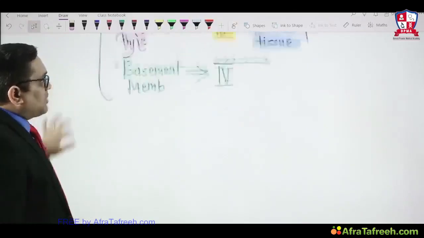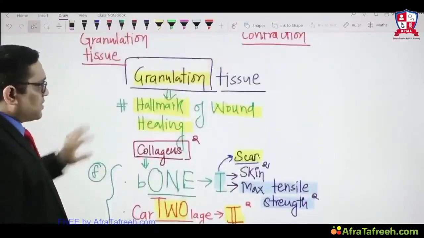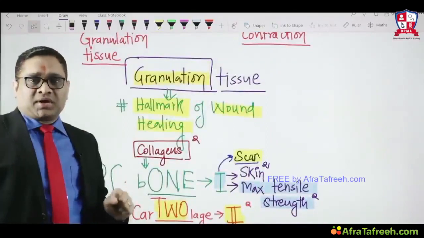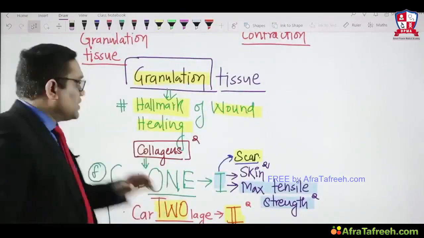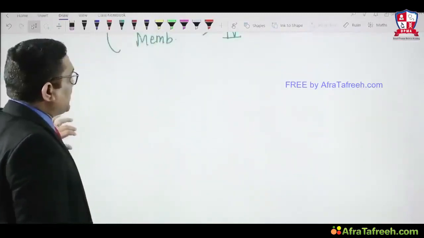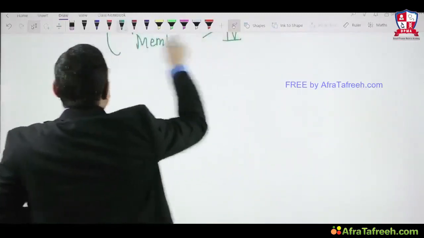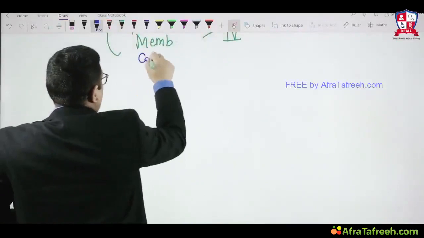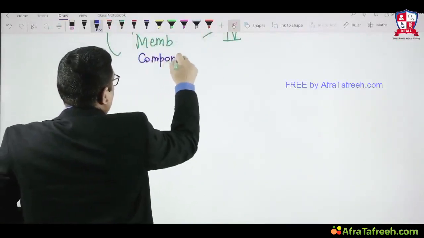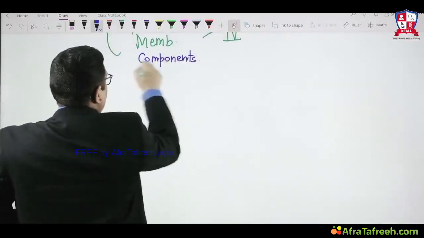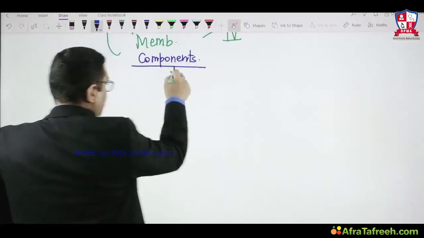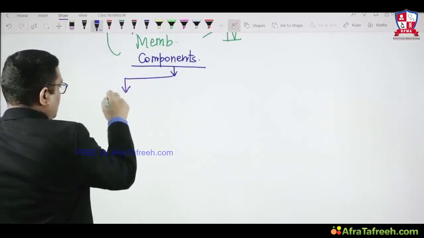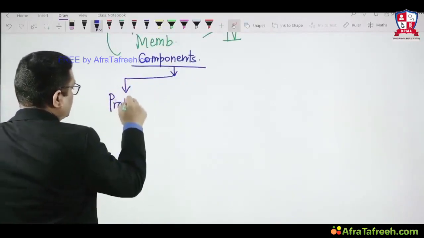See, now I'm going to come back to the granulation tissue. As I started, granulation tissue is the hallmark of wound healing. So how are we going to identify the granulation tissue, or what are the components of the granulation tissue? Granulation tissue consists of 3 things. Number 1, proliferating blood vessels.